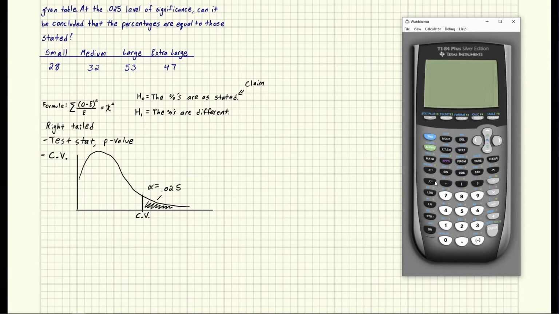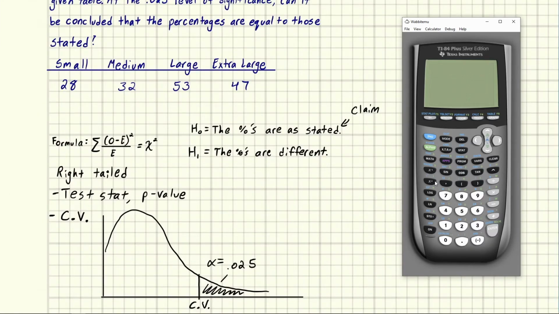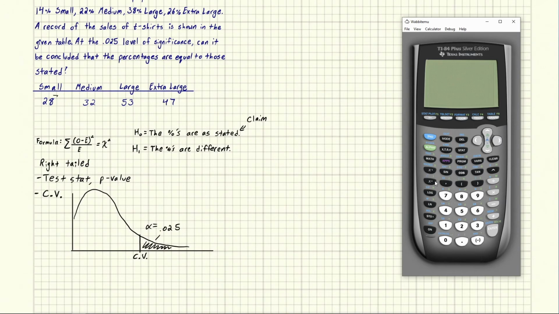So let's go ahead and do this. Both methods, calculator and by hand, will require the expected values. And to get those, what we're basically saying is we need to take all of these numbers, right? Because these numbers have been distributed into different categories.